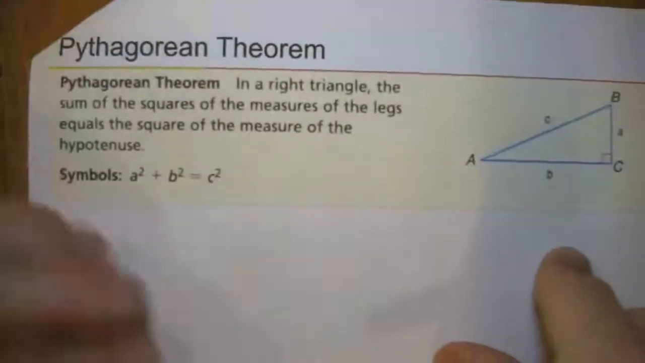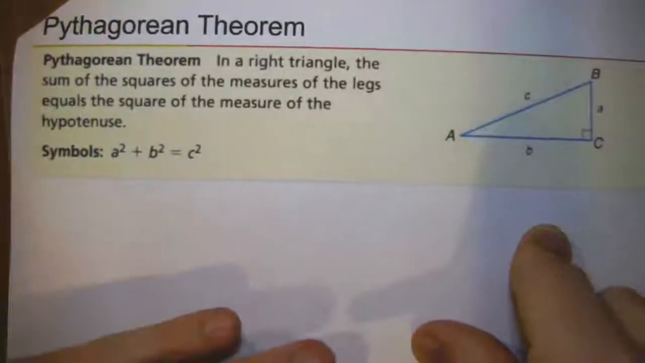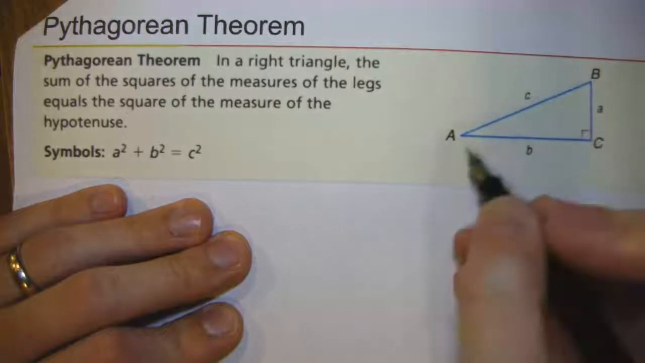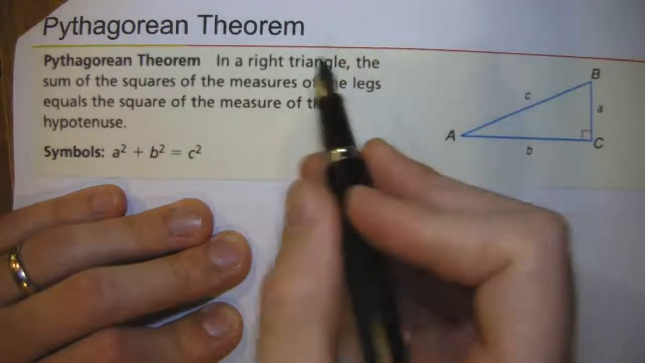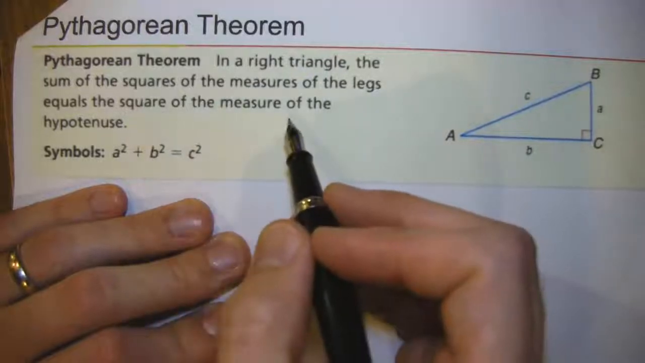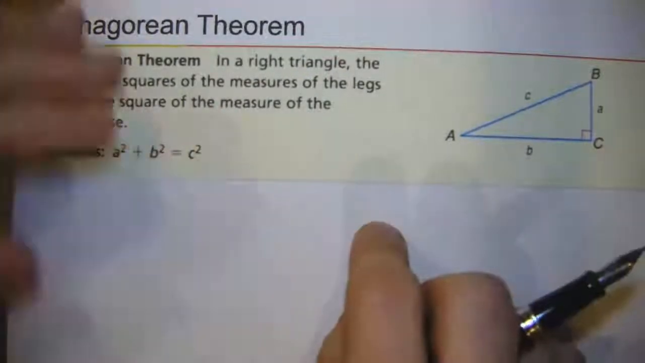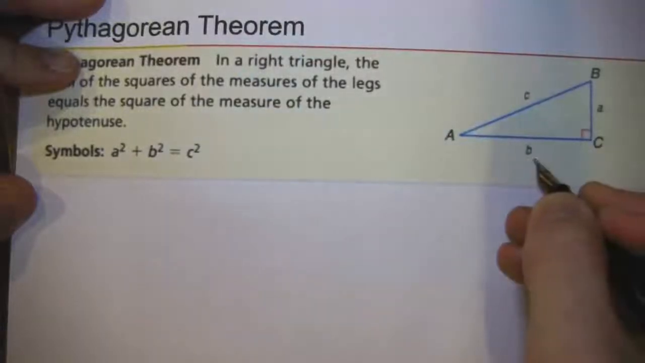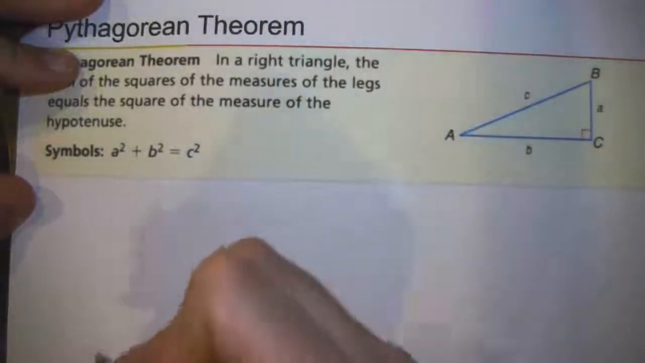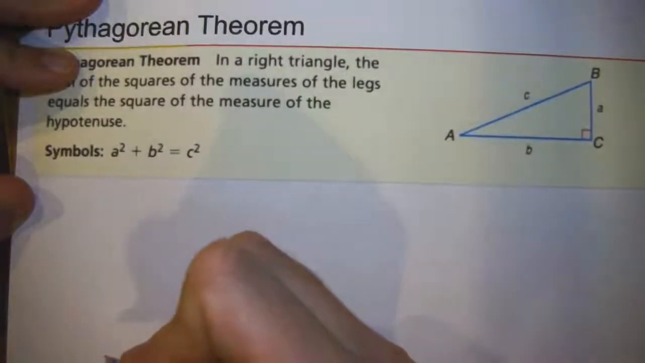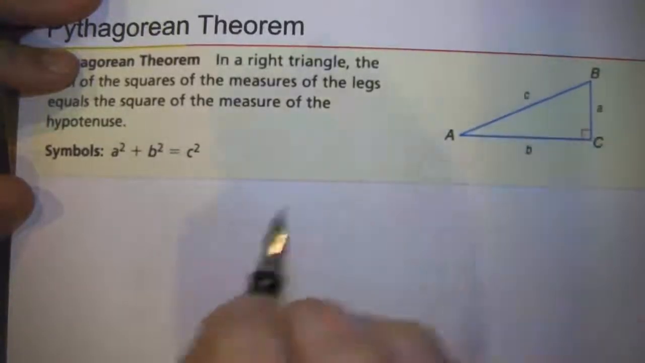The Pythagorean theorem deals with the lengths of the sides of a right triangle. And here's what it says. In a right triangle, so that's our given, if we know that we have a right triangle, the sum of the squares of the measures of the legs is equal to the square of the measure of the hypotenuse. In other words, if I take side A and square it, and take side B, whatever that distance is, and square it, and add those together, whatever I get is going to be the same as C squared.